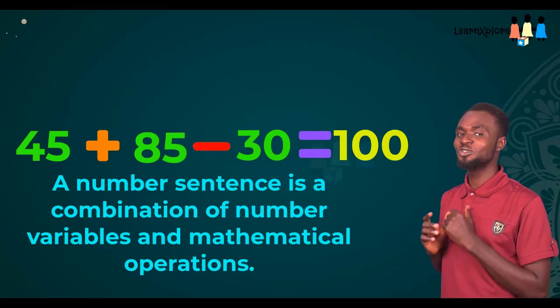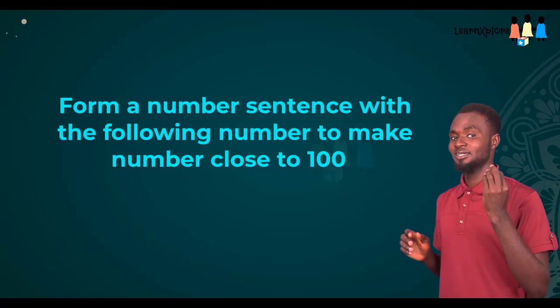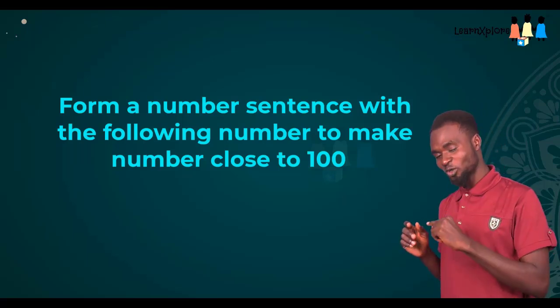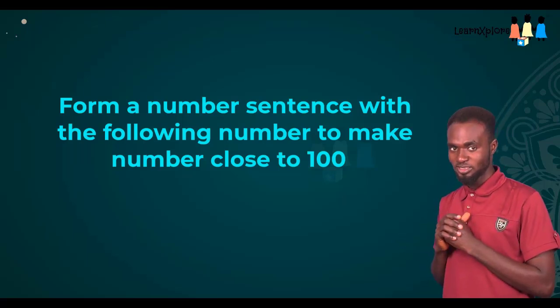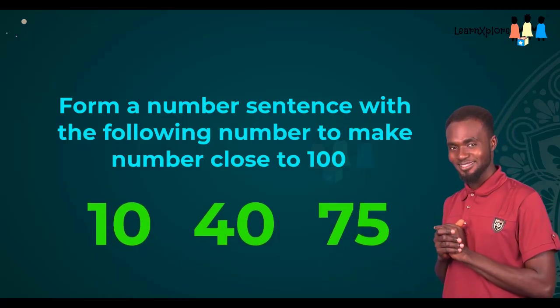Now I want you to take these 3 numbers also and form a number sentence out of them, forming a number close to 100 or exactly 100. You have 10, 40, and 75. You also have 30 seconds.